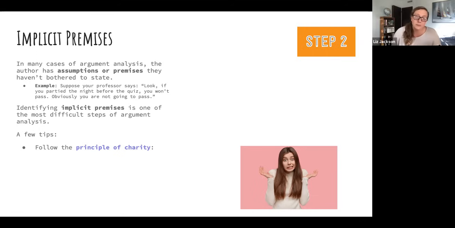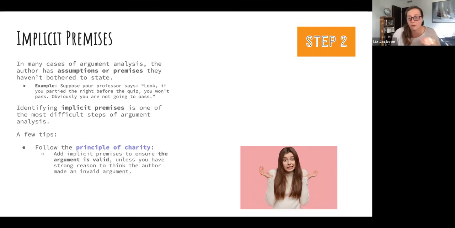When we're filling in implicit premises, we want to do so if it helps make the argument valid, unless you have a really strong reason to think the author made an invalid argument. But we're actually going to talk about at the very end of today why we should almost never reconstruct an argument as invalid. And then also add implicit premises that are reasonable to accept. So you don't want to add implicit premises that are just obviously false, that doesn't follow our principle of charity.